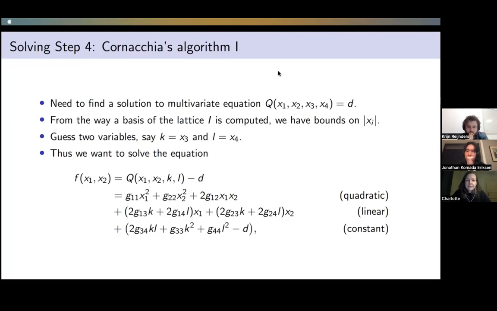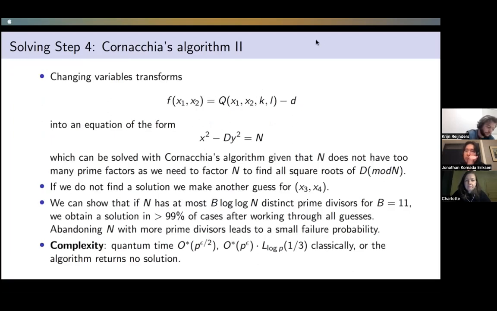And this doesn't immediately look like an equation that is solvable by Cornacchia, but there exist some variable transformations where we can transform this equation into an equation that looks more like something that Cornacchia can solve. And this is this x squared minus d y squared equals n here.